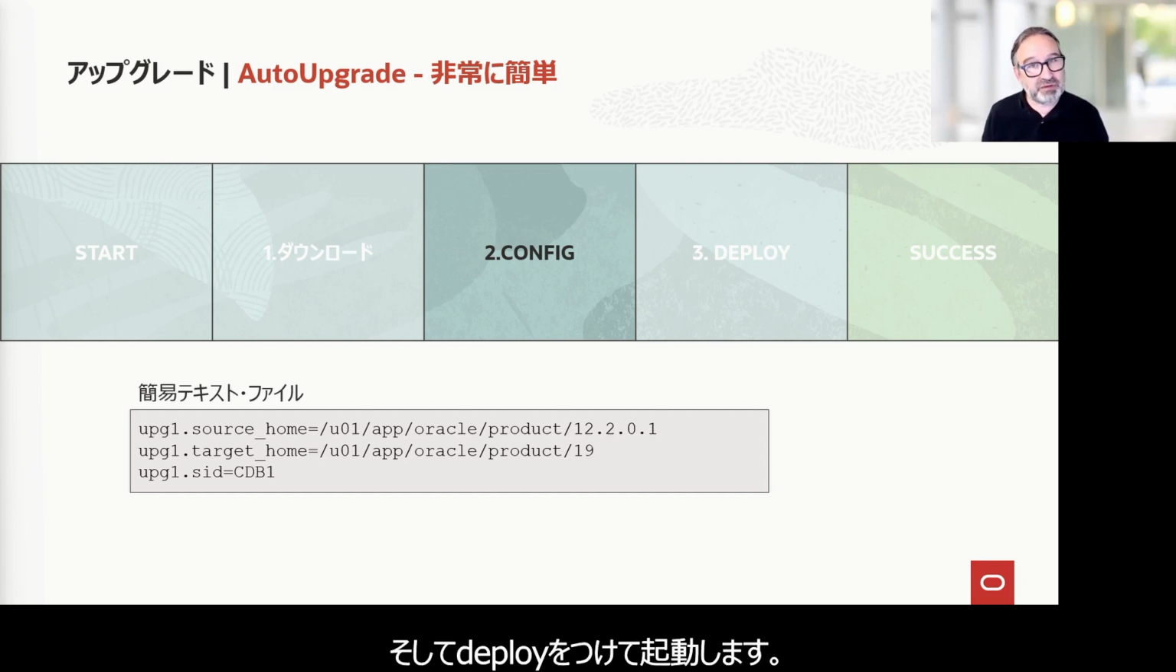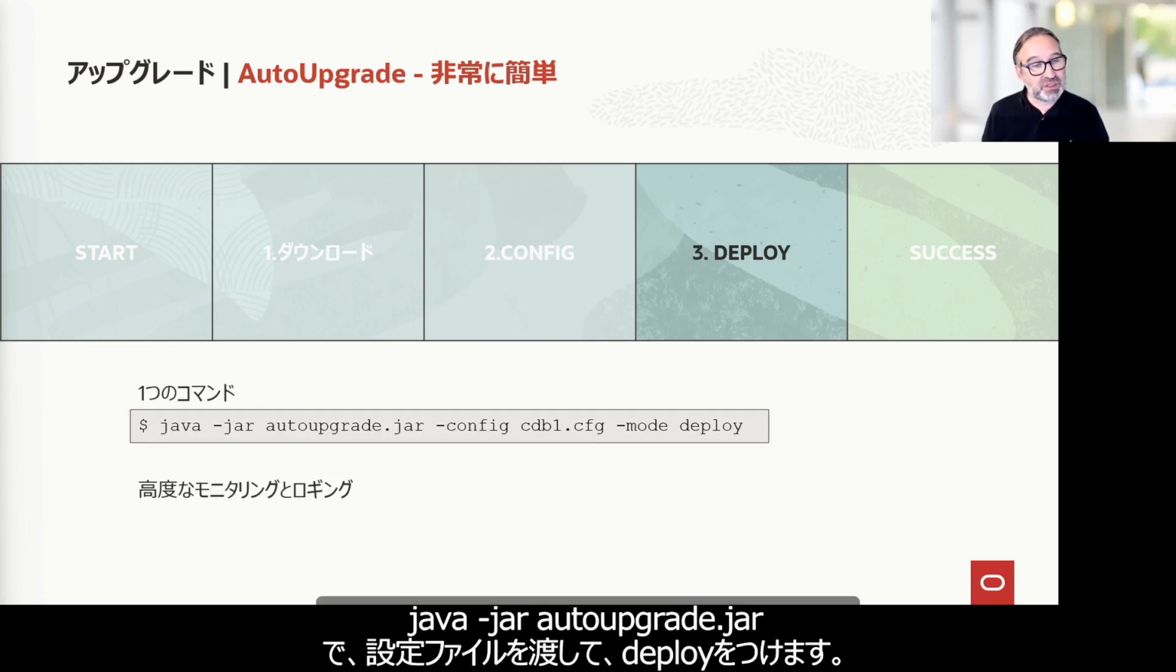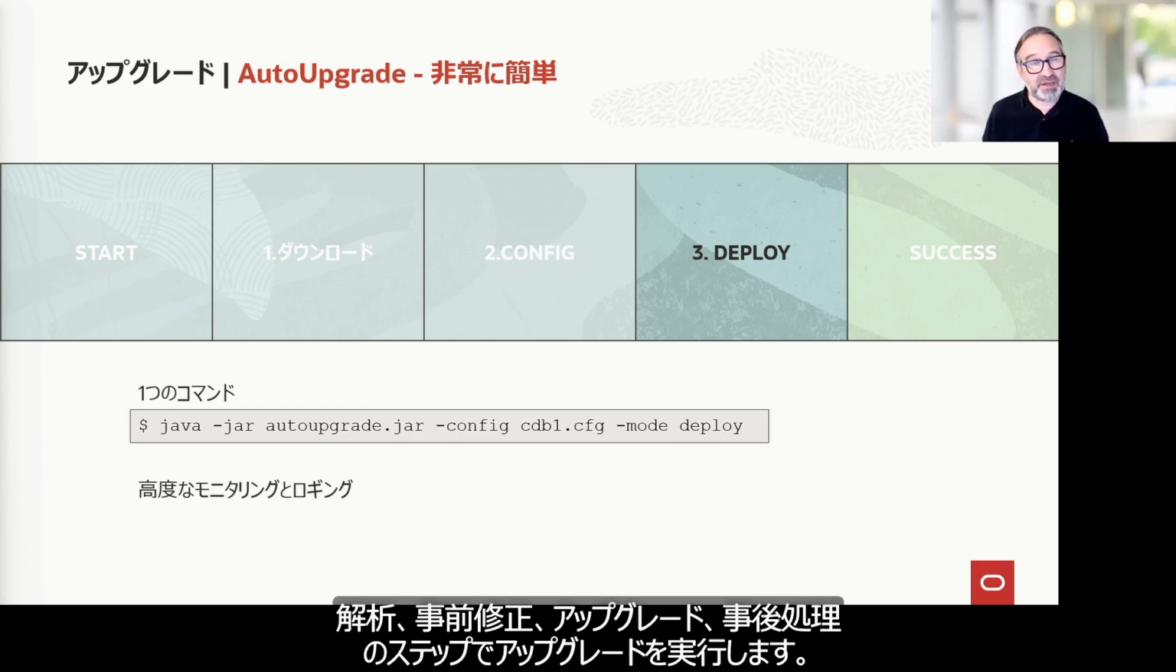Then you kick it off with deploy. So java -jar autoupgrade.jar. You pass on your config file, and then you say mode deploy. And this runs the upgrade from analyze to prefixups to upgrade to post-upgrade steps.